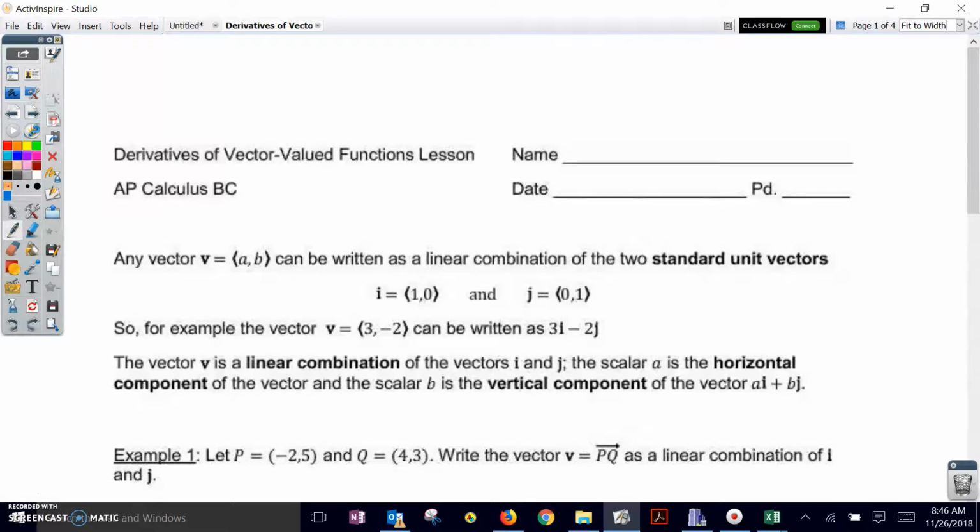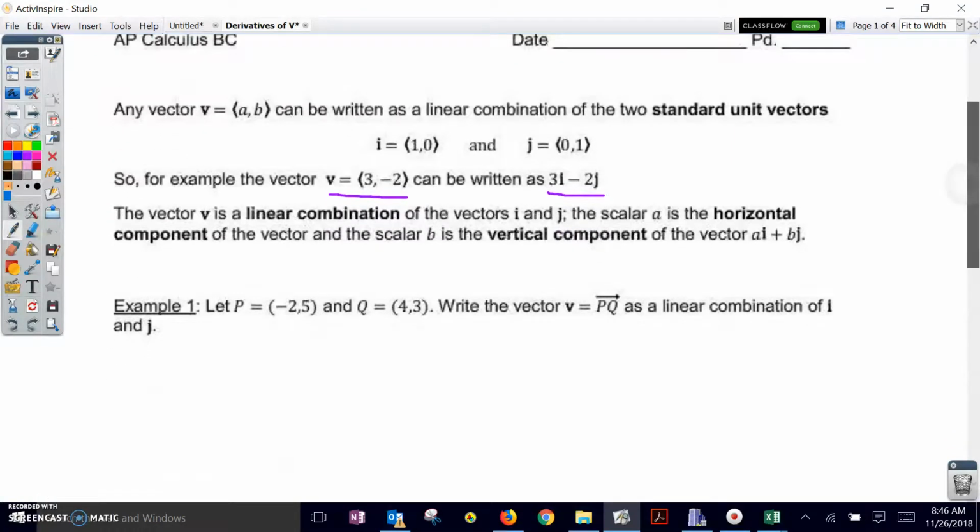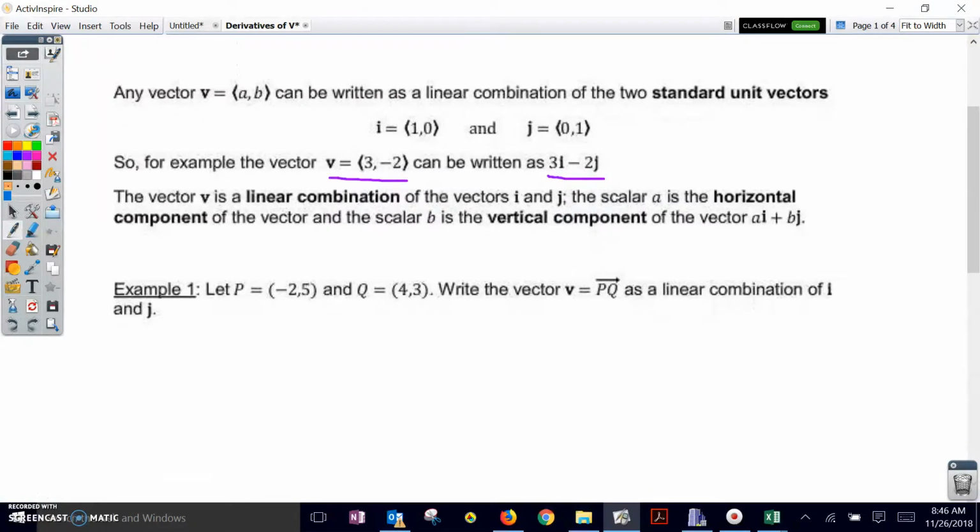So for instance, the vector 3, negative 2 in vector function notation can be written as 3i minus 2j. Alright, let's look at example 1. We want to write the vector PQ as a linear combination of i and j. So first we figure out what the vector PQ is.